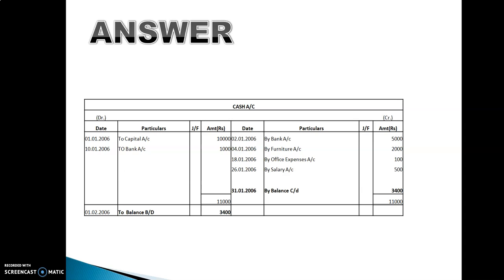Okay, so we were continuing with the ledger accounts. So we have seen the transaction, then we have done the journal entries. I have explained to you the ledger of cash account. Now we will do 3 more ledger accounts.